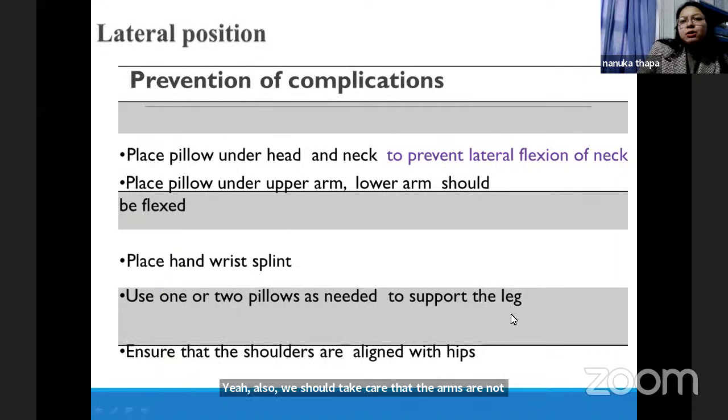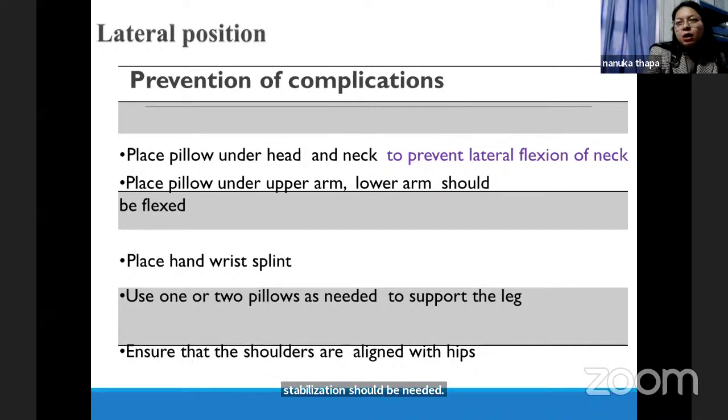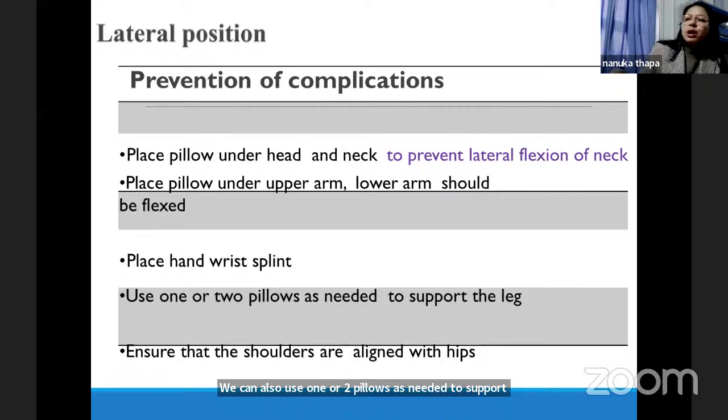As for the complications, we have to prevent them by placing a pillow under the neck and head to prevent lateral flexion of the neck, because inline stabilization is needed. We also can place a pillow under the upper arm and lower arm to prevent any further flexion. Hand and wrist splints can be placed. We can also use one or two pillows as needed to support the leg. And we also try to ensure that the shoulders are aligned with the hips, so that there is no flexion or extension.